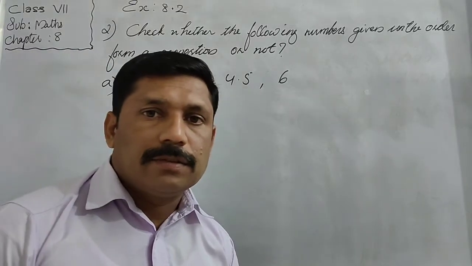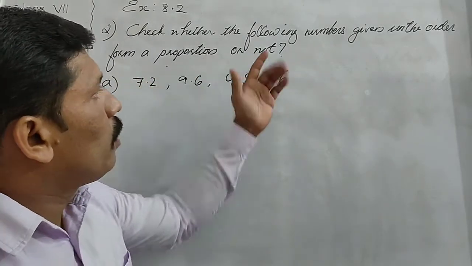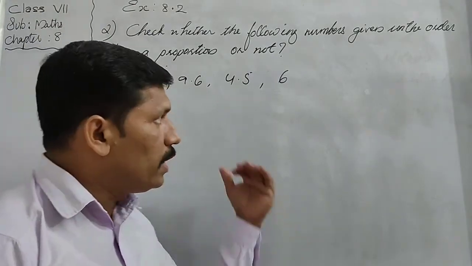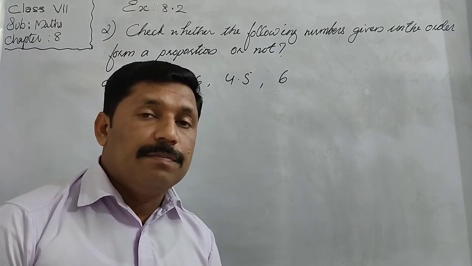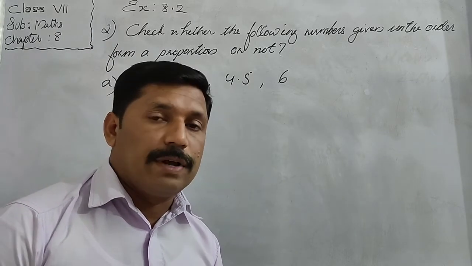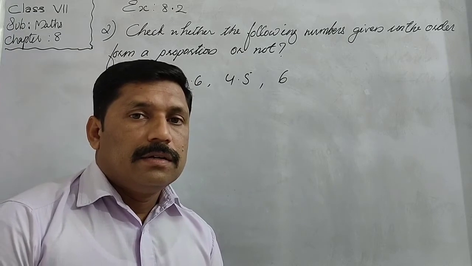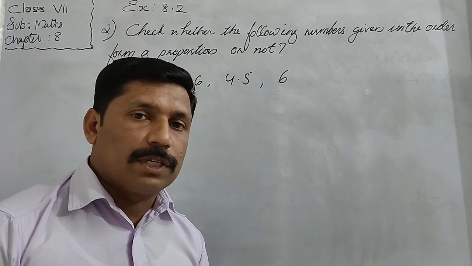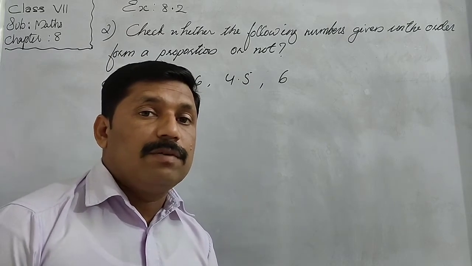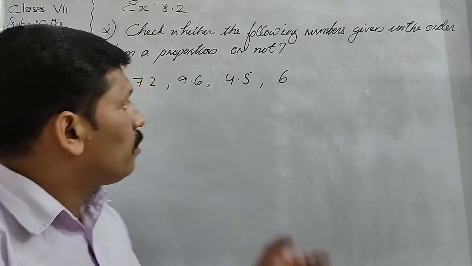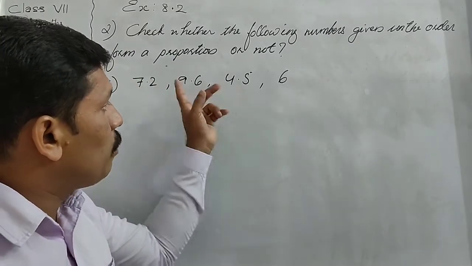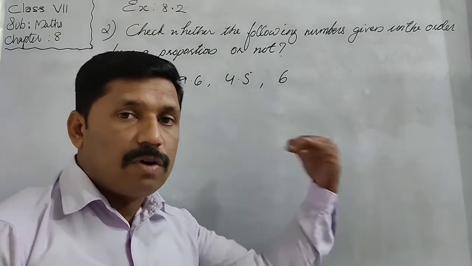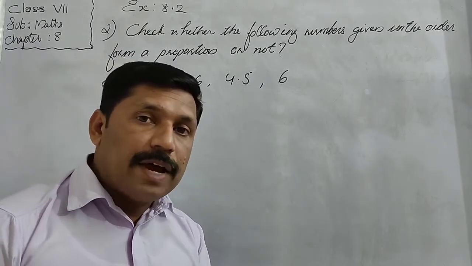Students, the next question is, check whether the following numbers given in the order form a proportion or not. Here 4 numbers are given in an order. We have to check whether they form a proportion or not. Dear students, according to the property, if 4 quantities form a proportion, the product of extremes will be equal to the product of means. So here we check whether the product of extremes and product of means are equal or not. If they are equal, then we can say that the given order forms a proportion, or otherwise no.